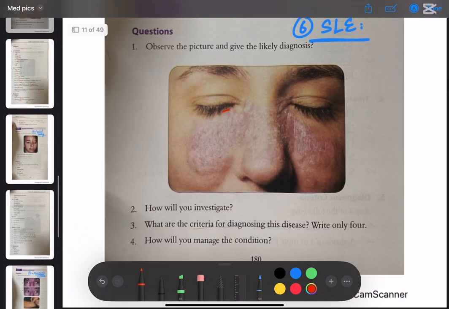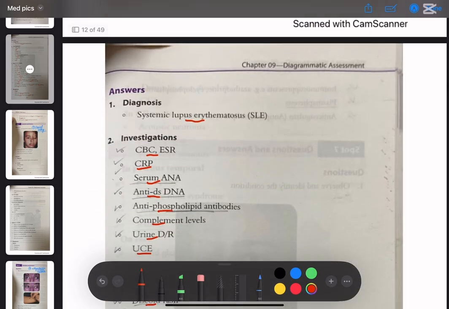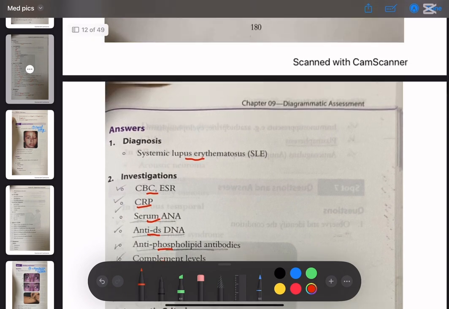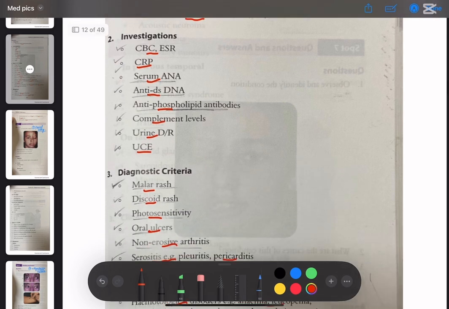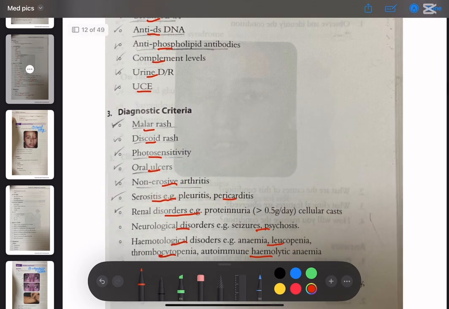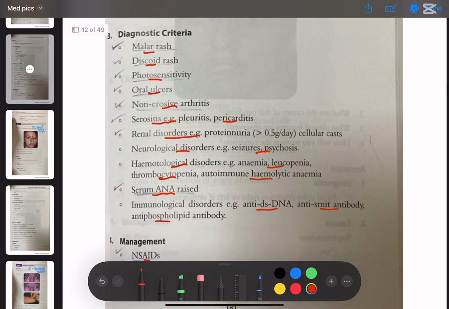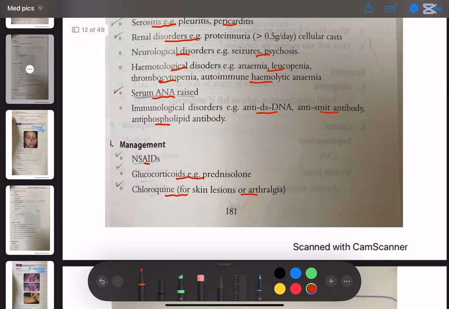This is the butterfly rash, and this is the diagnosis. These are the investigations. That is CBC, ESR, CRP, serum ANA, anti-dsDNA, antiphospholipid antibodies, complement levels, urine DR or UC. And this is the diagnostic criteria. There is malar rash, discoid rash, photosensitivity, oral ulcers and non-erosive arthritis, serositis, renal disorders, neurological disorders, hematological disorders, and serum ANA will be raised.